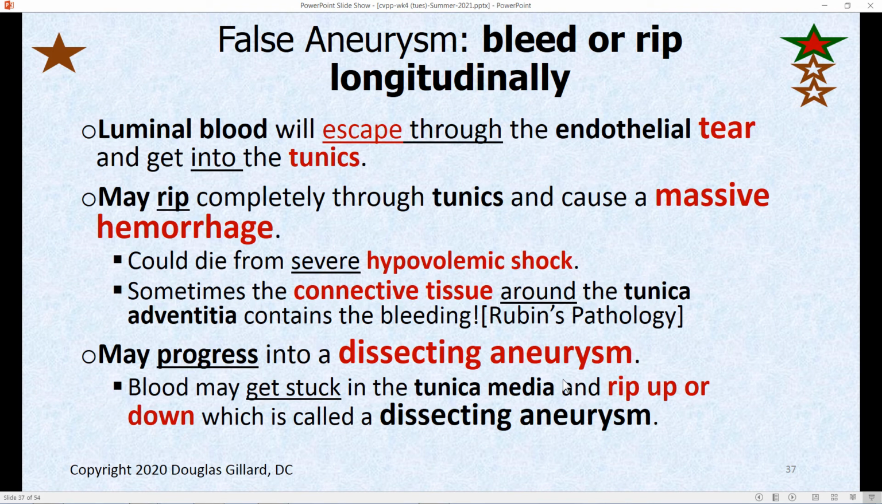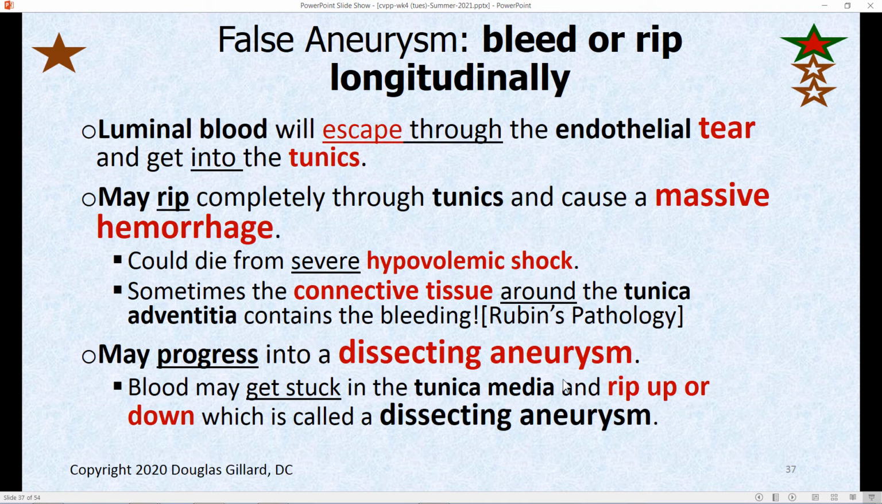The luminal blood can escape, or does escape, through the tear in the tunica media. Everything we said already. It could rip completely through and cause a hemorrhage. You could die of hypovolemic shock. Sometimes that connective tissue layer around a vessel, remember on top of the tunica adventitia, there is a tough connective tissue. Sometimes that's the only thing keeping the blood from leaking out.